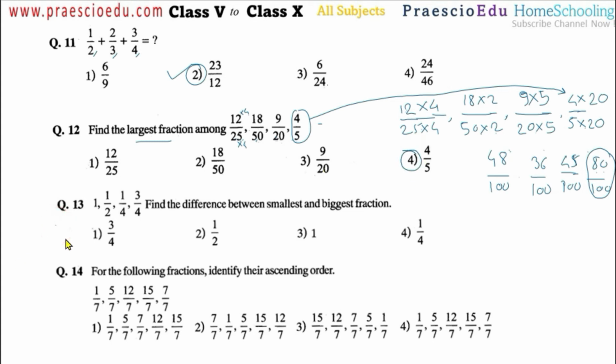Now question number 13: 1, then 1 by 2, then 1 by 4 and then 3 by 4. Find the difference between the smallest and the biggest fraction. So first of all we have to make a comparison of which is the smallest and which is the greatest. So 1 means 1 by 1, then 1 by 2, then 1 by 4, then 3 by 4.